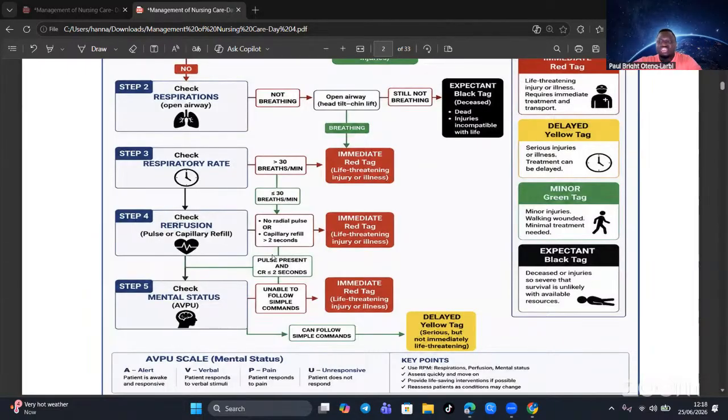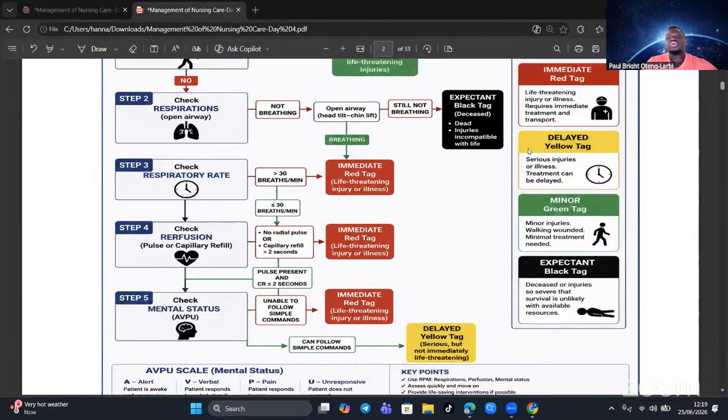Okay, some will be checking the respiratory rate, some will be checking the pulse, some will be checking the mental status. Okay, so all this respiration and circulation, if it is above normal, we push to red. We call them unstable patients. They will go. They are not dying because their airway is intact. Okay, the guy who can follow simple commands, we move to yellow.